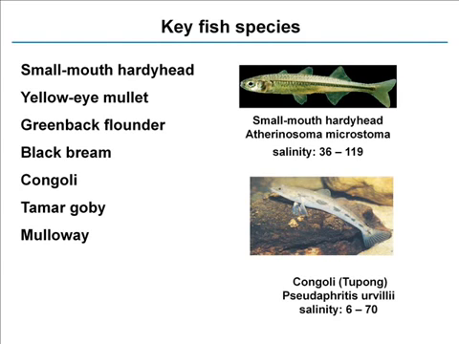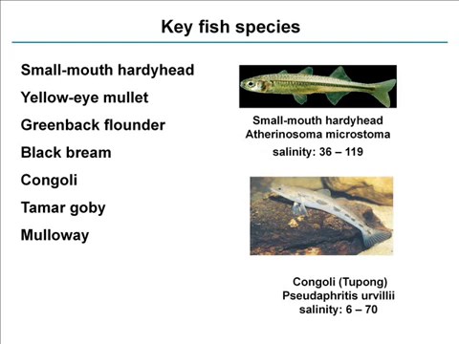So the key species we've focused on are listed over here. I'm going to focus on the smallmouth hardyhead, a small atherinid fish that occurs through a huge salinity gradient. It does occur down to freshwater conditions, but it's pretty much the only species of fish we find in the hypersaline reaches of the Coorong. And I'm also going to focus on the Congoli, which is typically viewed as a diadromous fish. So the idea is that it needs to move between the freshwater and the marine waters for breeding, and we can in fact find that over a wide salinity.